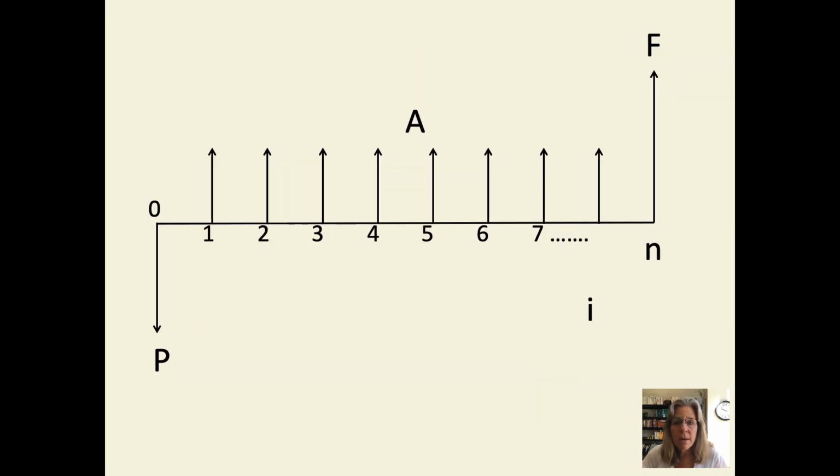Now, one of the ways that we think about engineering economy problems is we use a timeline. If you look at the horizontal line, it has periods, which is 1, 2, 3, 4, 5, 6, 7. Often these are years, but they can also be months or days. They can be different definitions of a period. But most of the time in engineering economy, we think about this as years. The down arrows are ways in which we spend money. The up arrows are ways in which we get money.